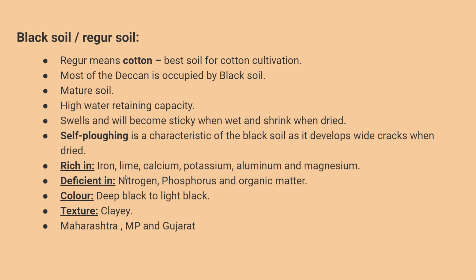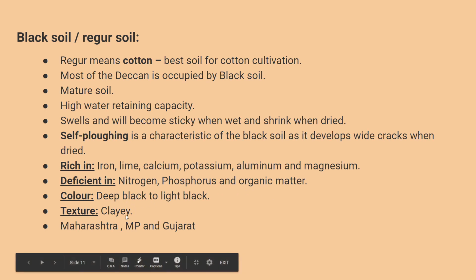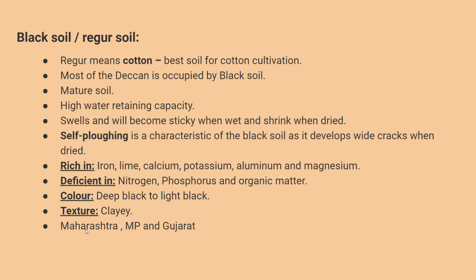It is rich in iron, lime, calcium, potassium, aluminium and magnesium. It is deficient in nitrogen, phosphorus and organic matter. This is deep black to light black in color, highly clayey in nature. Please remember the areas. Maharashtra and Gujarat are the major areas of black soil. Madhya Pradesh is also there. Remember the names of the places because that's really important.